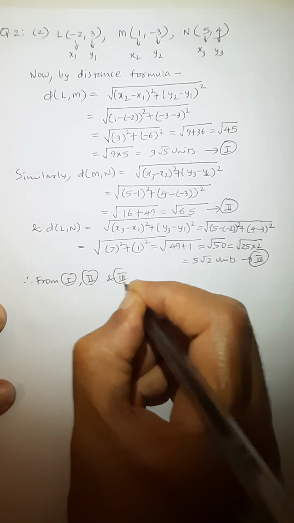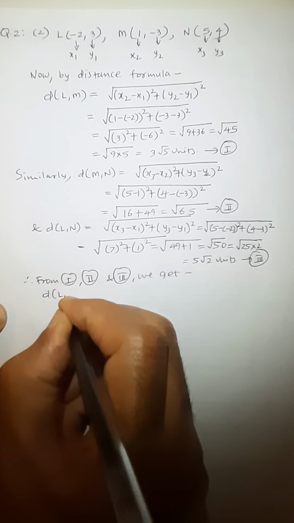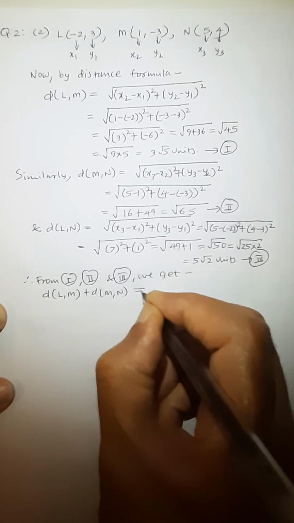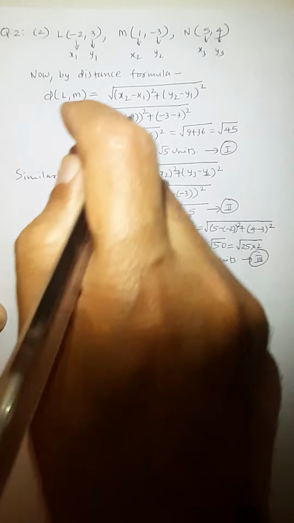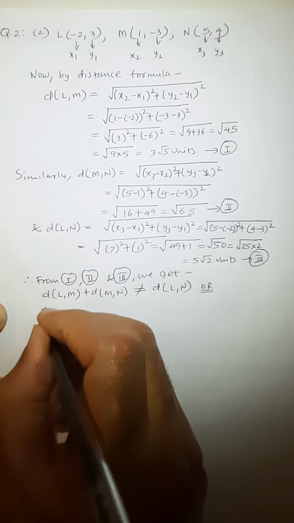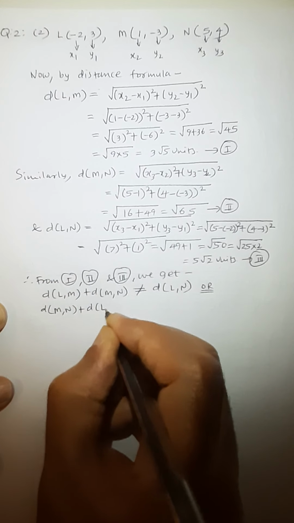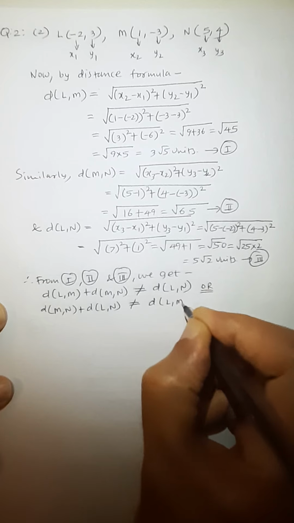Therefore, from 1, 2 and 3, what we can write is that the sum of any two distances, the distance LM plus distance MN, is not equal to distance LN. Or second and third, distance MN plus distance LN, is not equal to the first distance, that is distance LM.